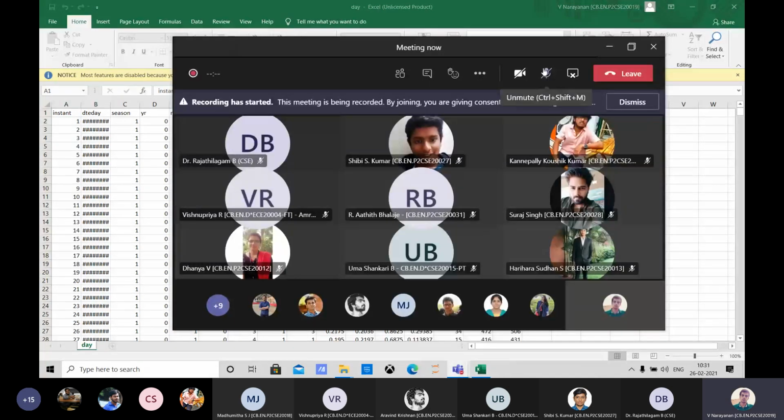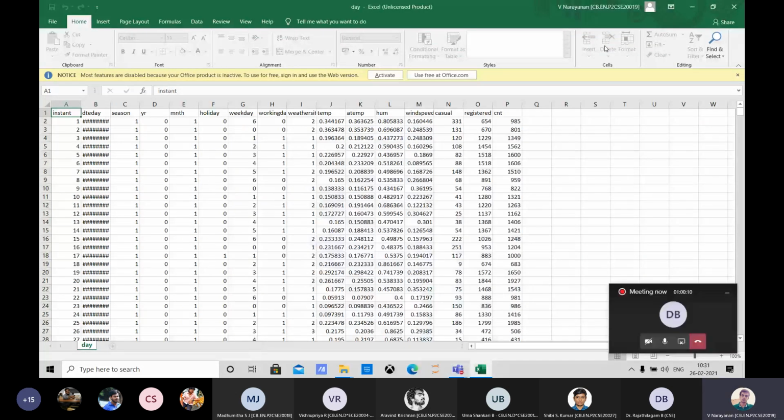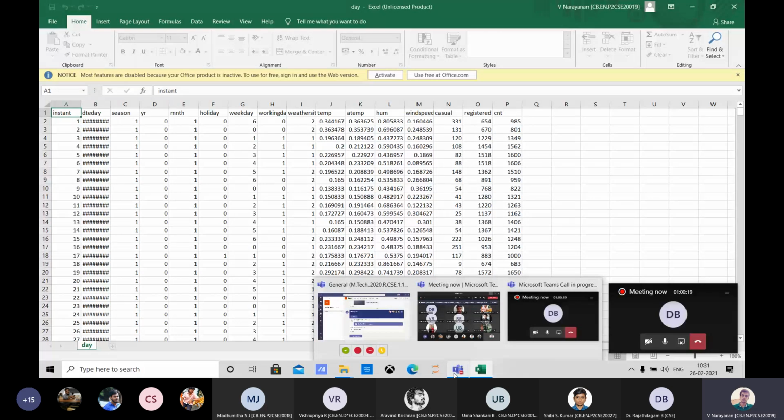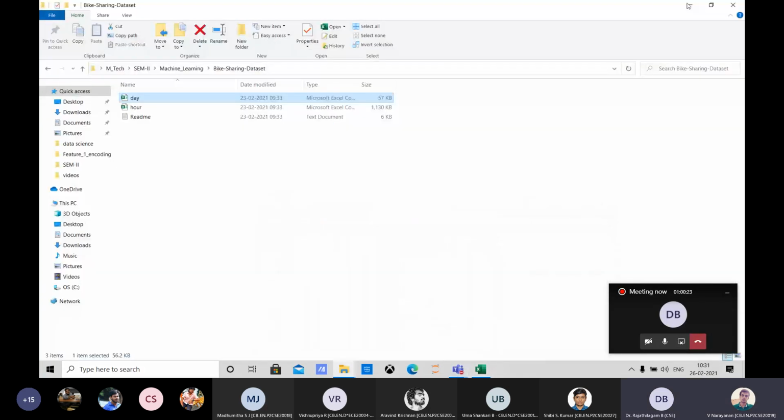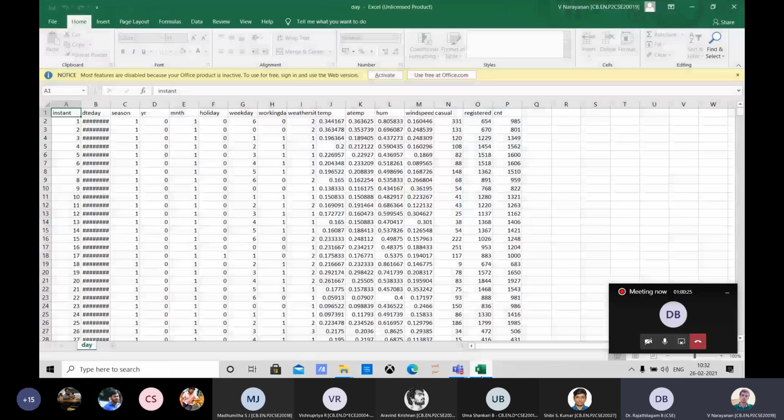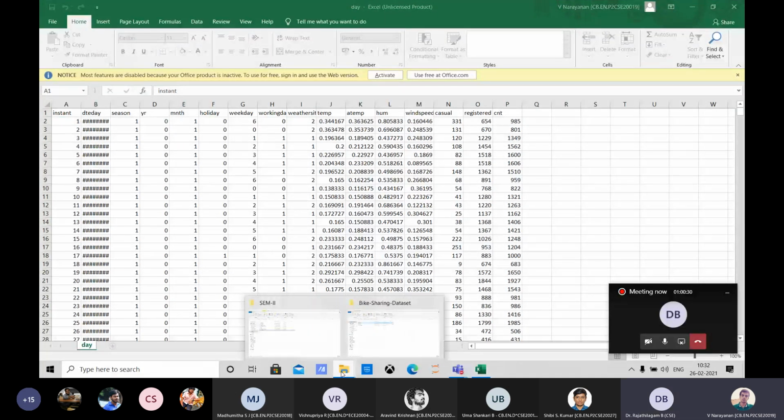Are you able to see it now? I can see it. Okay, ma'am. This is a bicycle data set, ma'am. Daily rental of a bicycle, bike sharing. So instant is given, date is given, the season is given, year, month, holiday, temperature.